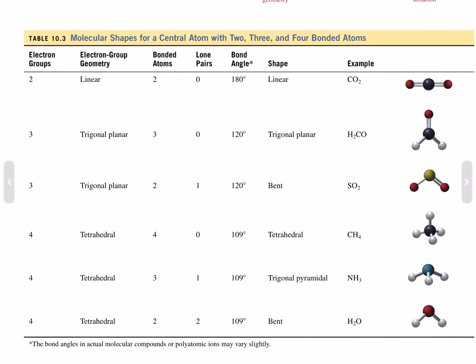Molecular shapes for a central atom with 2, 3, and 4 bonded atoms. Two electron groups, the electron group geometry is linear. Three electron groups is trigonal planar. Three electron groups with one being a lone pair, and it's trigonal planar, it's a bent shape. Four electron groups and you have a tetrahedral. Four electron groups, one being a lone pair, and you have a trigonal pyramidal. And four electron groups with two lone pairs, and you have a bent molecule.